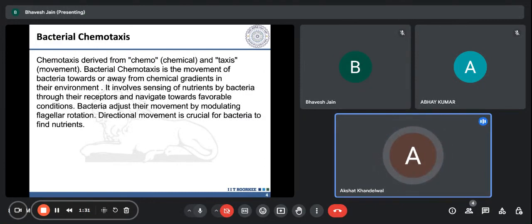Moving on to the next slide, what is bacterial chemotaxis? In basic terms, we can say it is the movement of bacteria toward a higher concentration of a particular chemical, and this motion is termed bacterial chemotaxis. It involves sensing of nutrients by the bacteria through the receptors, which we are calling flagella, and navigating towards it. Bacteria adjust their movement by modulating flagellar rotation. Directional movement is crucial for bacteria to find nutrients, that is, the run and tumble motion.